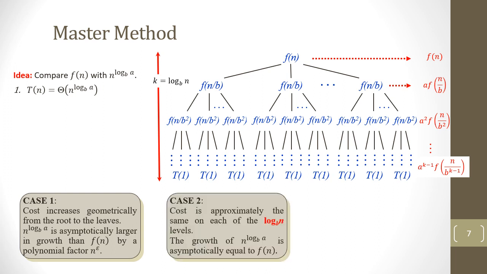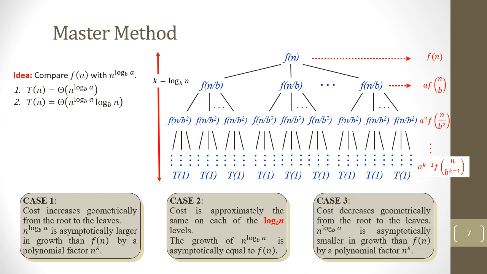In the second case, the cost is approximately the same on each level. So there are a total of log base b of n levels. The growth of n^(log_b a) is asymptotically equal to f(n). This means that the cost of each level will be n^(log_b a), and there are a total of log base b of n levels. So the final solution will be T(n) equal to theta of n^(log_b a) times log base b of n.